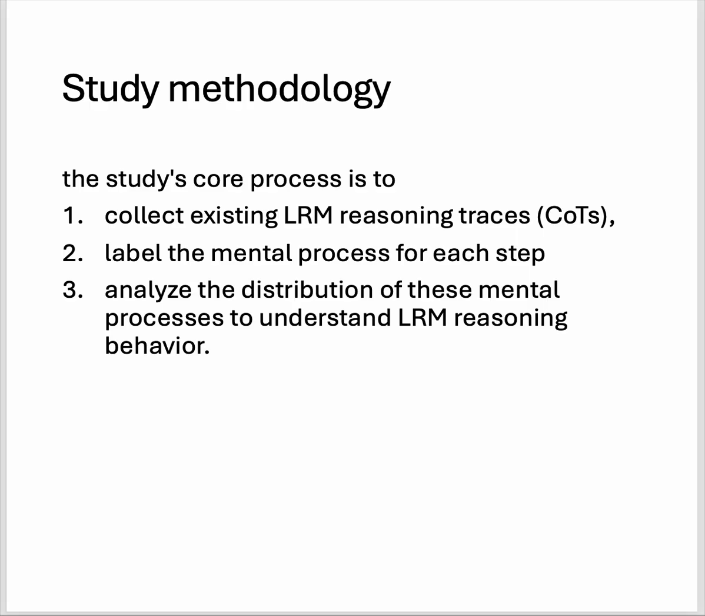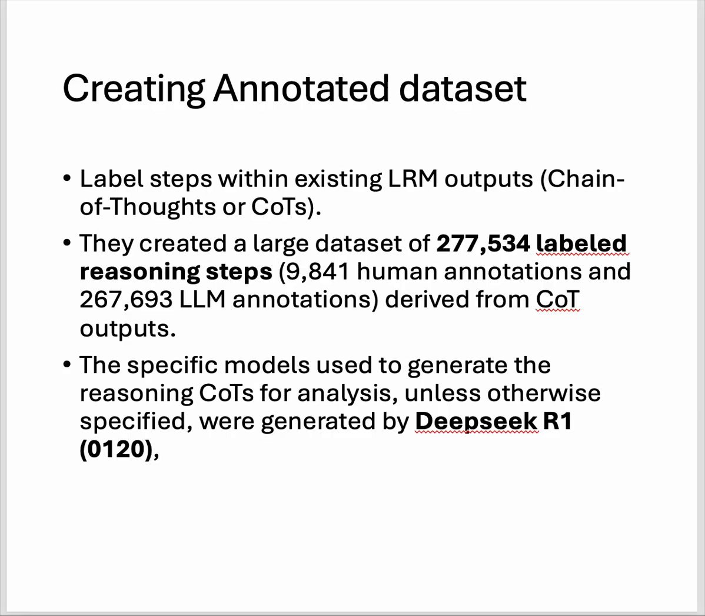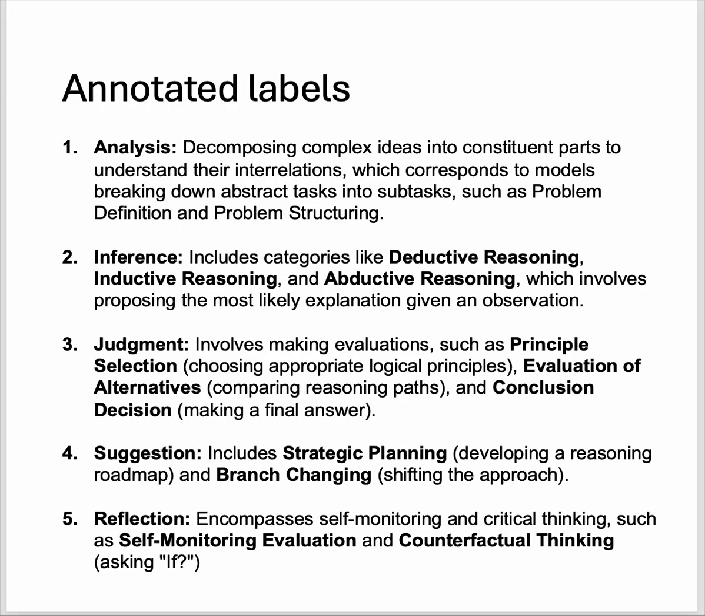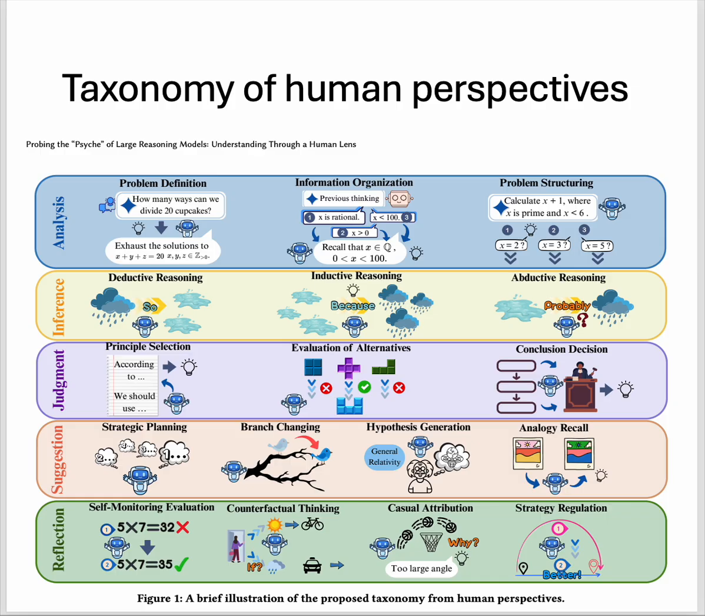This process resulted in a massive annotated dataset. They created 277,534 labeled reasoning steps, combining both human and LLM annotations. The paper introduces a fine-grained chain of thought taxonomy for analyzing the LRMs, which is based on human mental processes. The taxonomy comprises 5 high-level groups: 1. Analysis, 2. Inference, 3. Judgment, 4. Suggestion, and 5. Reflection. Here is a brief illustration of the proposed 5 groups.